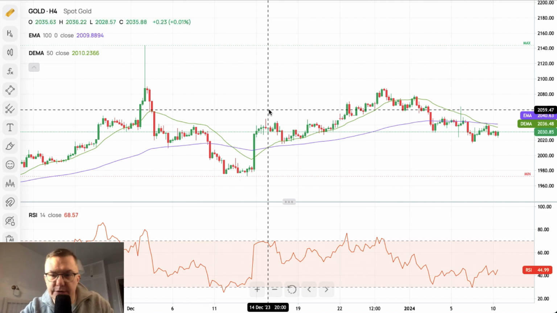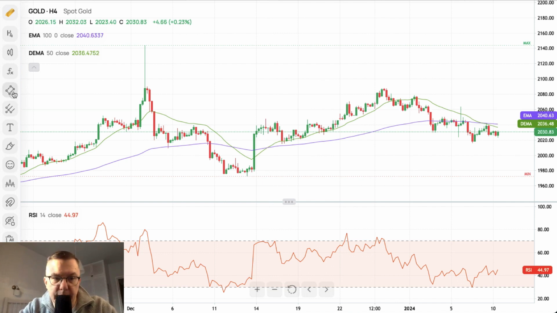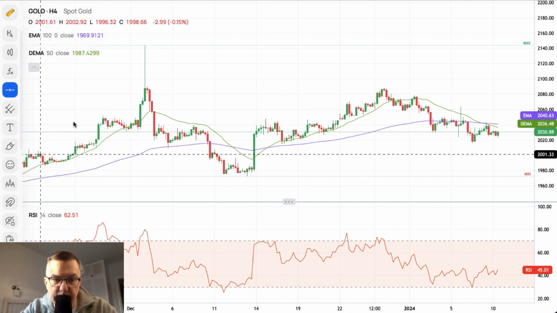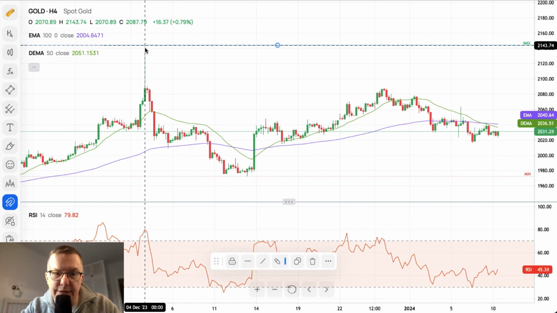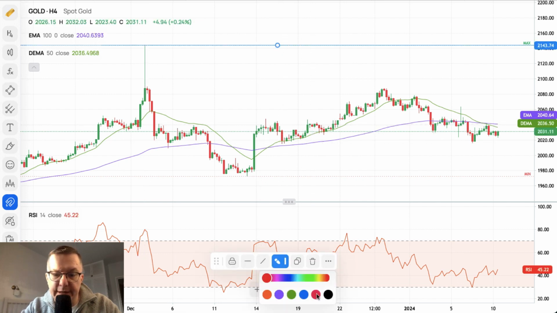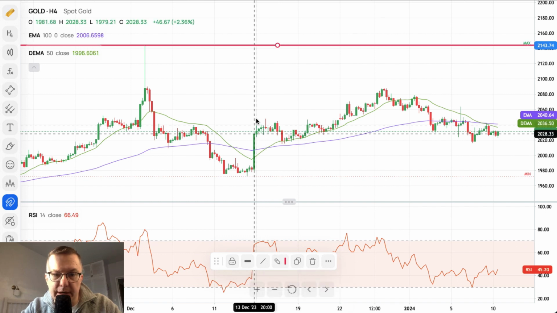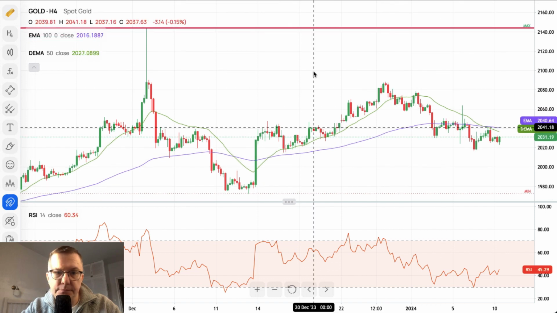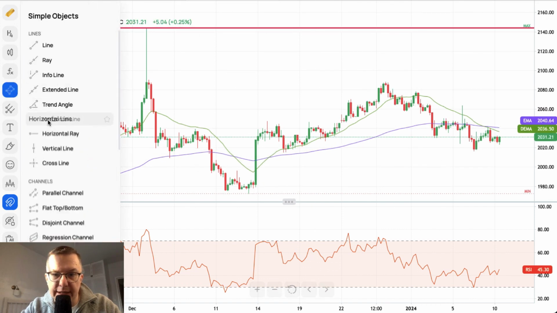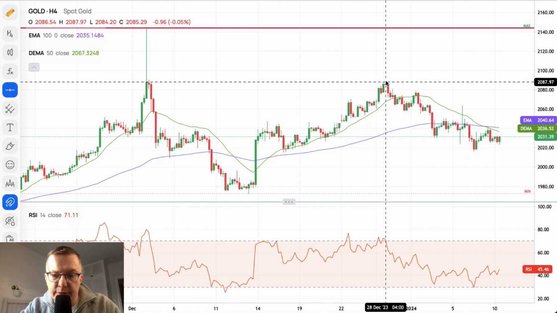On the 4-hour chart of the gold, we can clearly see that this market is not moving very much these days. What we have here is definitely connected with this last swing high located at 2143. So this is the swing high and the technical resistance, of course. So we will mark it red, and let me just move it a little bit higher. There you go.